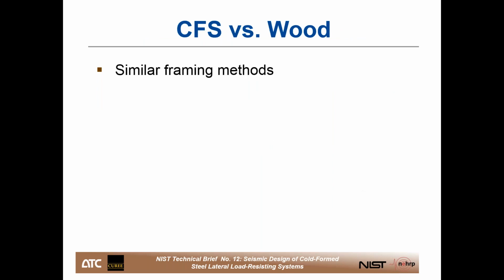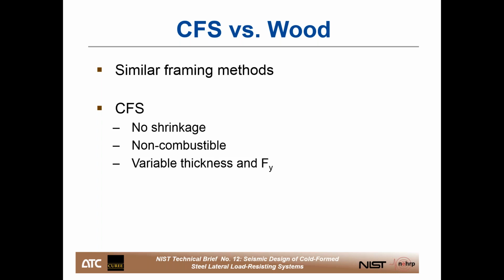So CFS and wood framing have a lot of things in common, particularly the use of repetitive framing and the common use of shear walls for lateral force resistance. CFS does have some advantages, including dimensional consistency, so you won't get any shrinkage, warping, or out of straightness. Steel is non-combustible, and engineers can choose members with a variety of thicknesses, flange sizes, and mechanical properties to suit their specific needs.